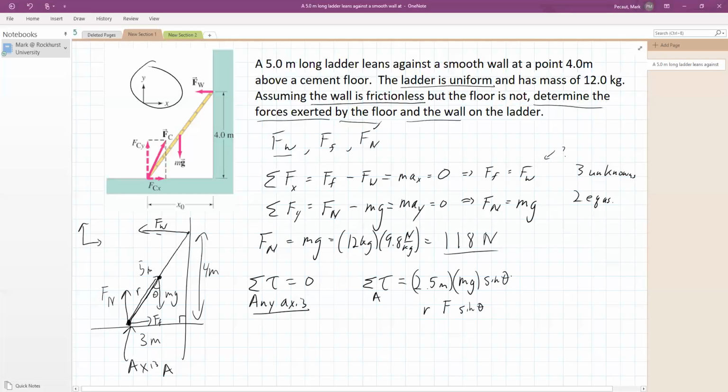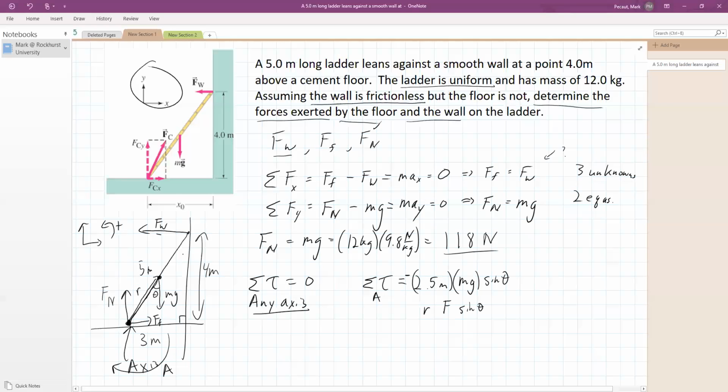Okay, so I just take RF sine theta, and then I also need to know, okay, I'm going to use the standard counterclockwise is positive. Is this force mg going to cause clockwise or counterclockwise rotation around the axis point? Well, you can see it's going to cause clockwise rotation. And so that means it's going to be a negative torque. So I need to put a negative in by hand. Okay.